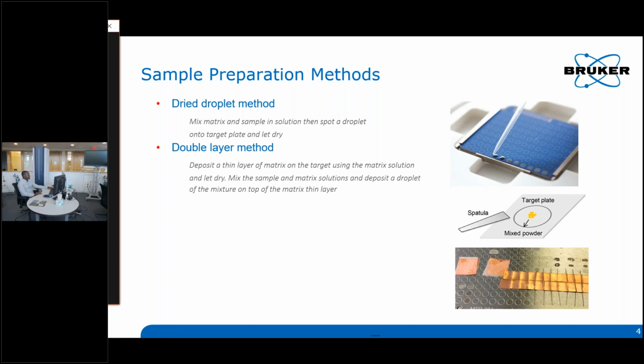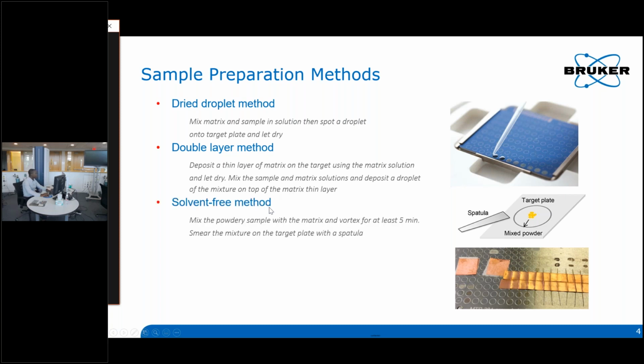This is usually preferable for cases where you want to minimize the interaction of your sample and the target plate. Sometimes, depending on what sample you're dealing with, one of these will give you better results than the other. So if you're not getting pretty good results, you switch and try the other one and see what you get.